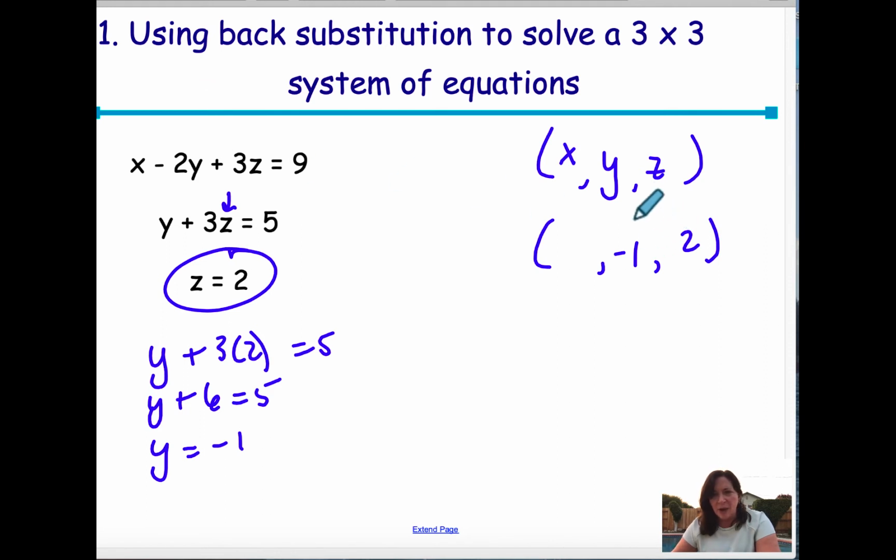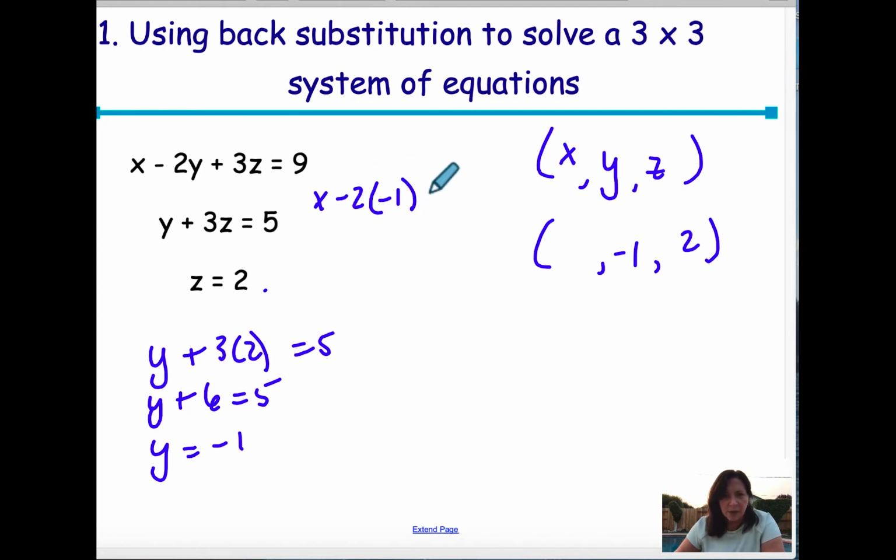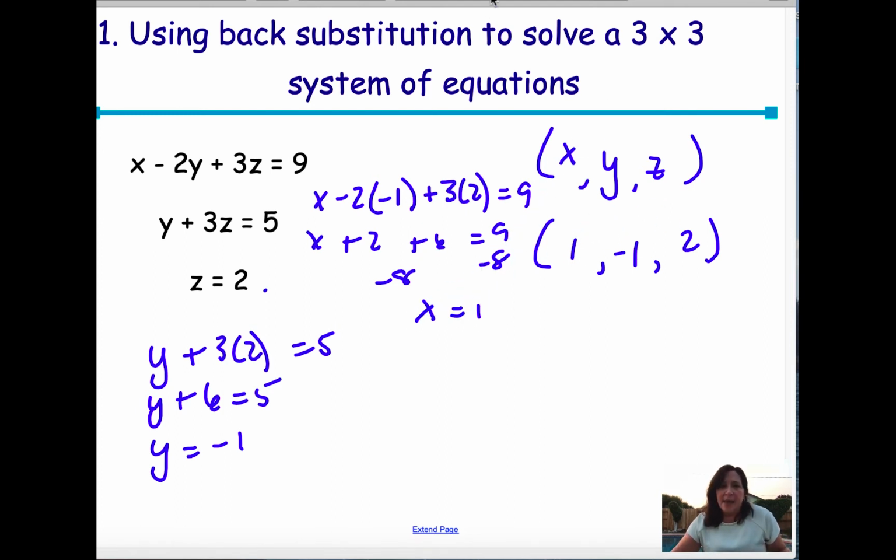And then lastly, I've got y and z, so I can just plug these values in. I'm going to plug it in on the top here. So we've got x minus 2y. Y is negative 1. Plus 3z. Z is 2. And that equals 9. Okay, here we go. X plus 2 plus 6 equals 9. 6 plus 2 is 8, and I'm going to subtract 8 from both sides. So I get x equals 1. So then my intersection point is this value right here. Now that's way easier than graphing the 3 traces, right?